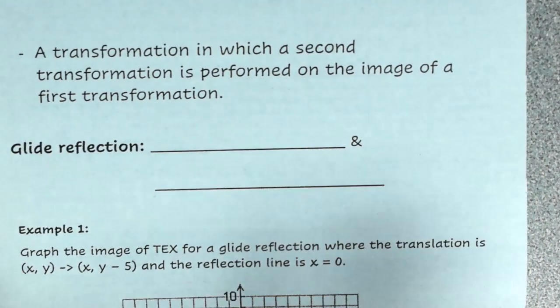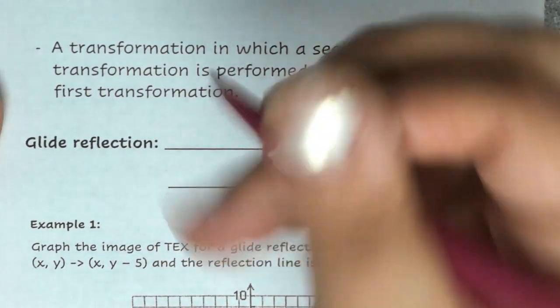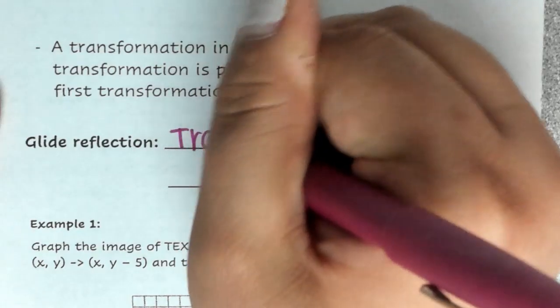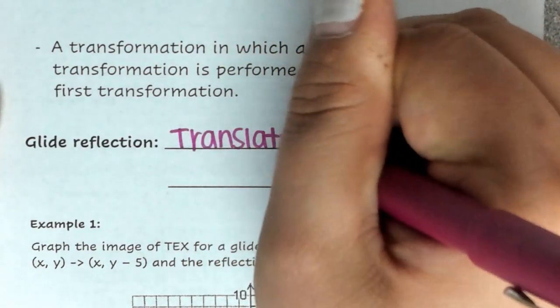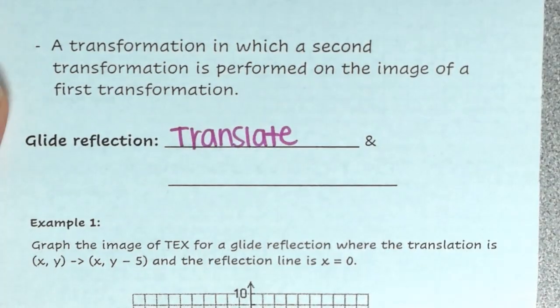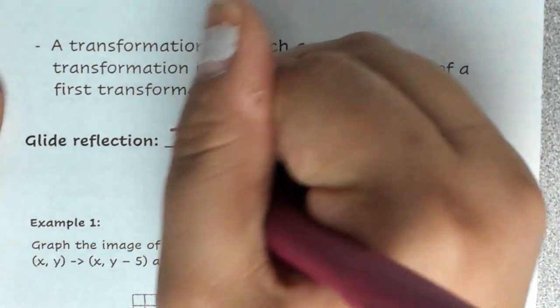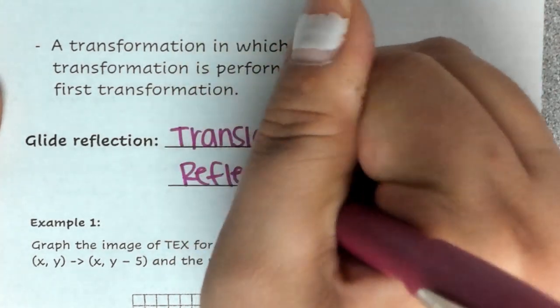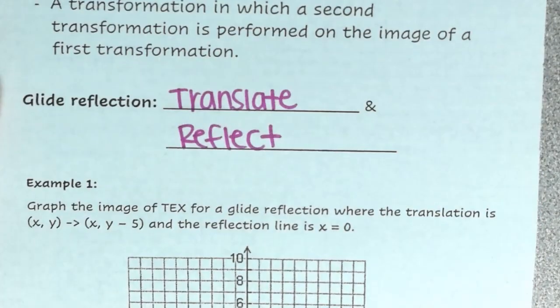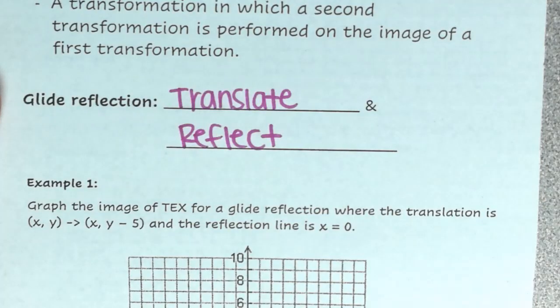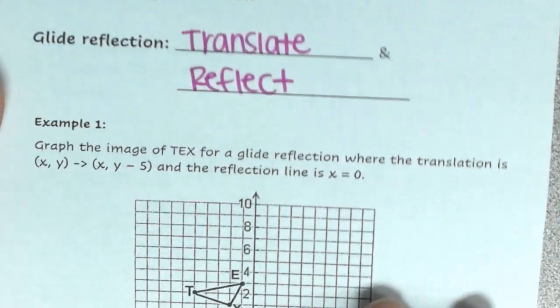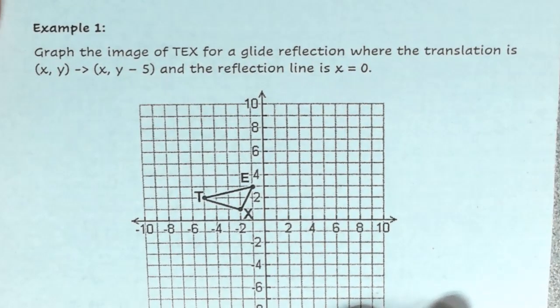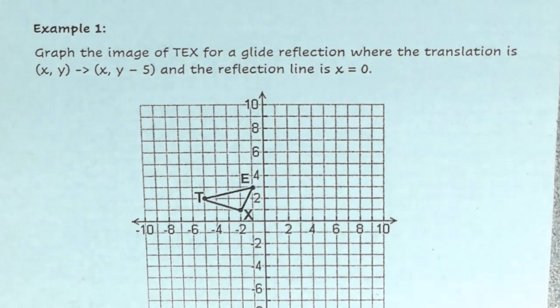So we are going to focus today on glide reflections. Anybody want to guess what glide reflection does? It is a translation. We are going to translate and reflect. A glide reflection is when you translate and reflect, or translation and reflection. So example number 1 is going to have you do that.